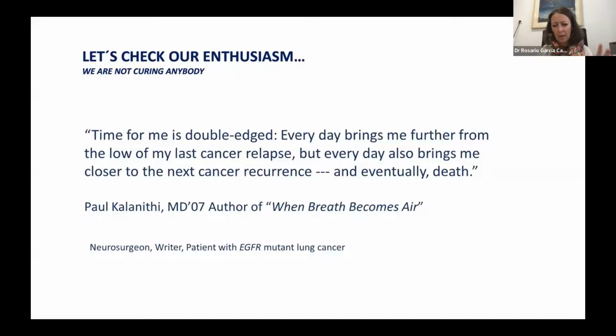And I really like to remember this quote from Paul Kalanithi, who was a physician with lung cancer. I think it's something that we need to remember when we talk about this kind of oncogenic-defined population. Every day brings me farther from the low of my last cancer relapse, but every day also brings me closer to the next cancer recurrence and eventually death.